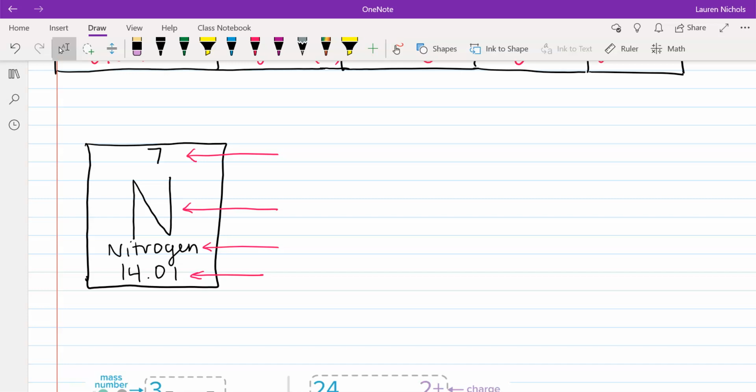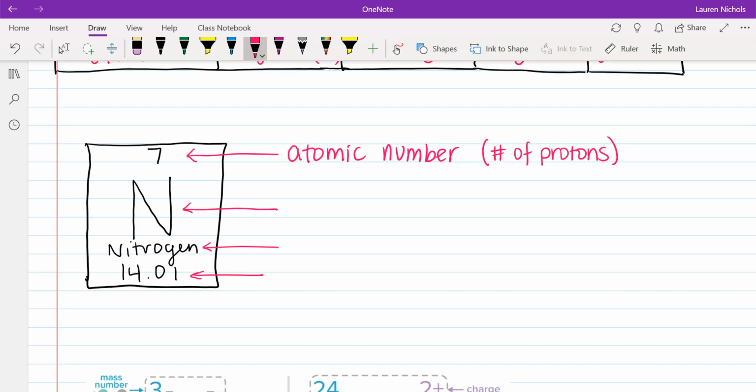For example, if we look at this box for nitrogen, it refers to an element on the periodic table, and this box has a ton of information in it if you just know where to look. You'll always have a periodic table on your quiz or your test, and you need to know how to use it. The number 7 for nitrogen, or that number at the top of the box, is called the atomic number. This atomic number tells us the number of protons.